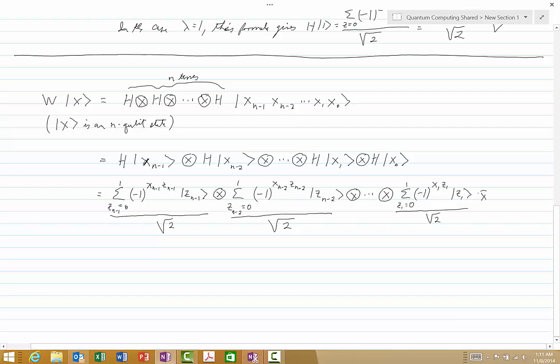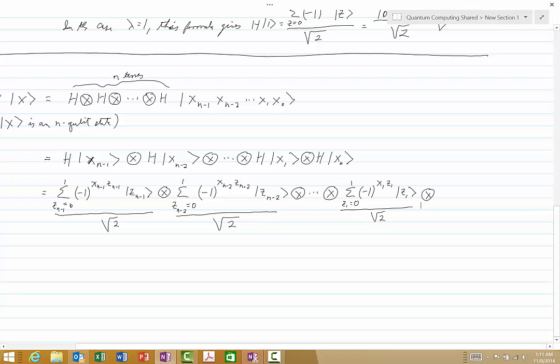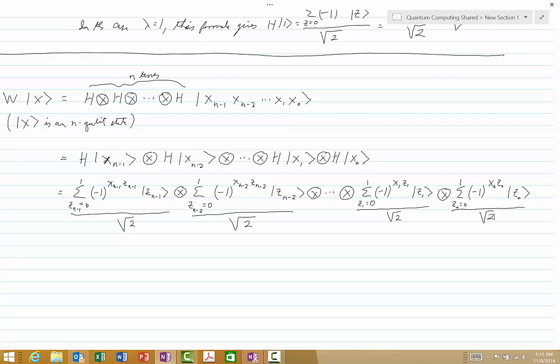And then finally, for h of x0, we will have summation z0 equals 0 to 1, negative 1 to the x0 z0 power, z0 over square root of 2. And that's equal to w of x, where x is the n-qubit state xn minus 1, xn minus 2, dot dot dot, x1, x0.